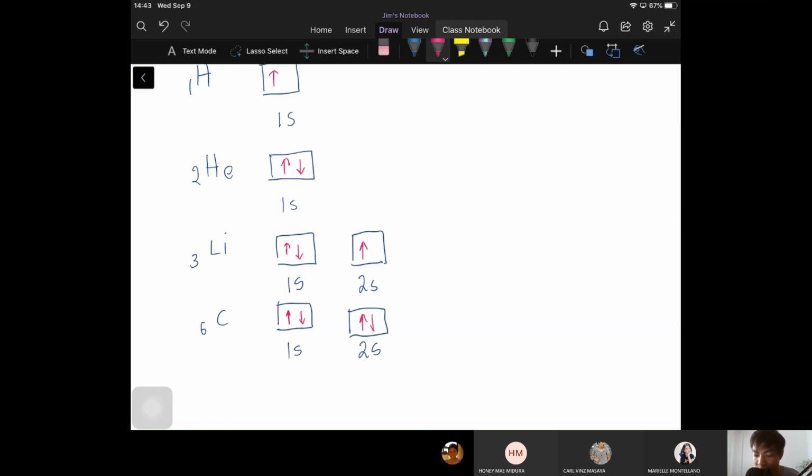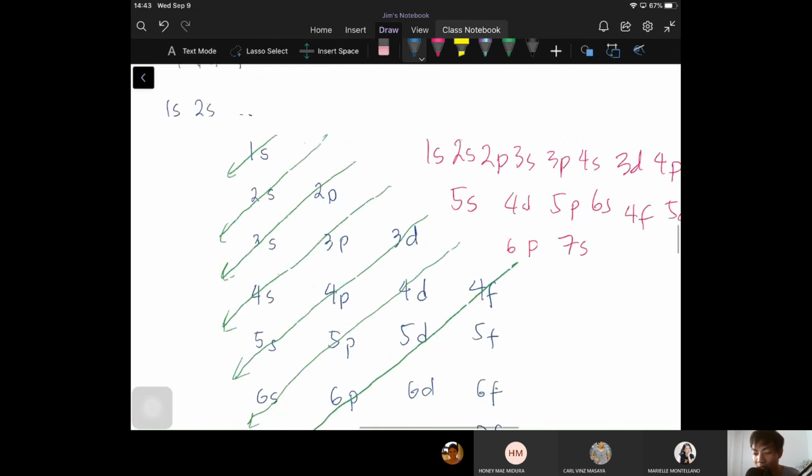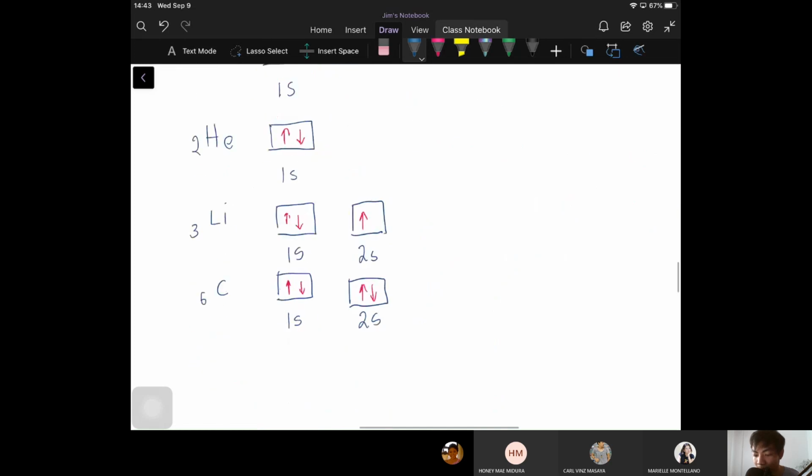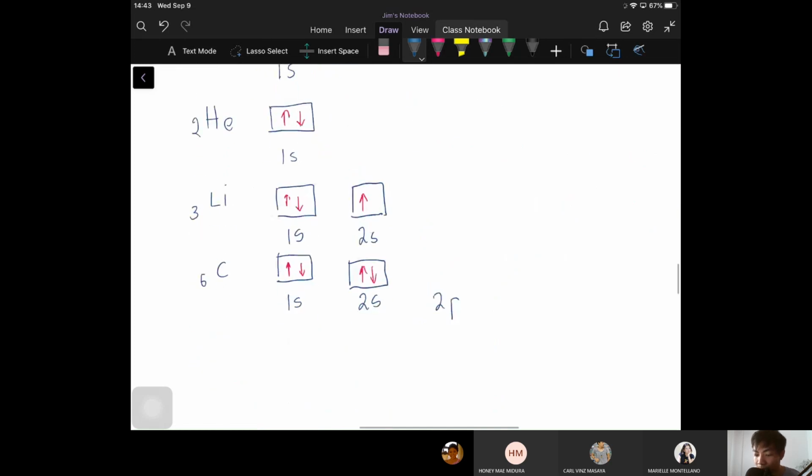So, up muna bago down. May sobra pang dalawa. Ano yung next na orbital? 1s, 2s, 2p. So, yung 2p tayo. Sa 2p, ilang shapes uli kaya gawin ng p orbital? 3, di ba? So, that means dapat may 3 boxes tayo dito.